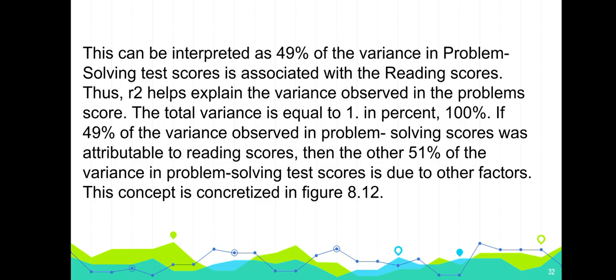The total variance is equal to 1, or 100% in percent. If 49% of the variance observed in the problem-solving scores was attributable to reading scores, then the other 51% of the variance in the problem-solving test scores is due to other factors. This concept is concretized in figure 8.12.